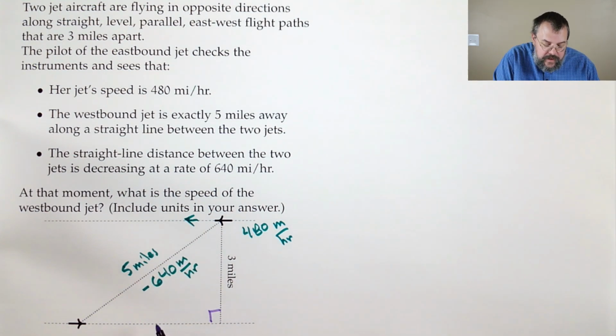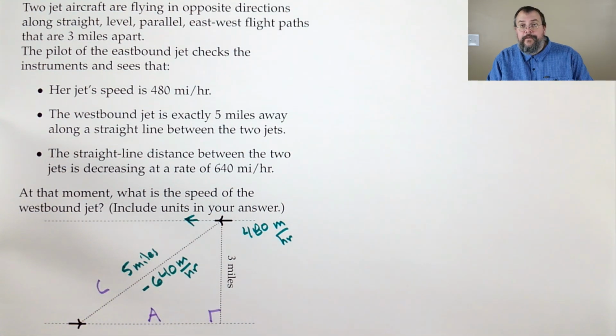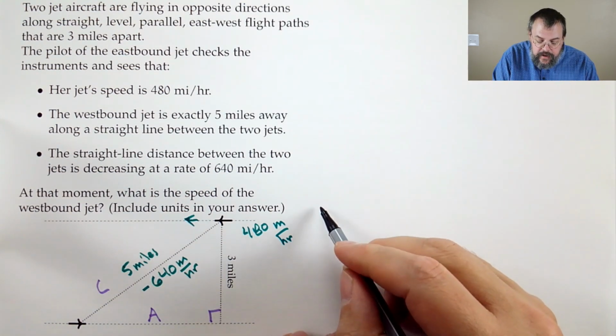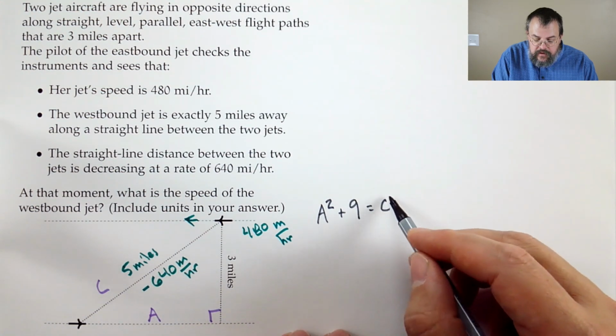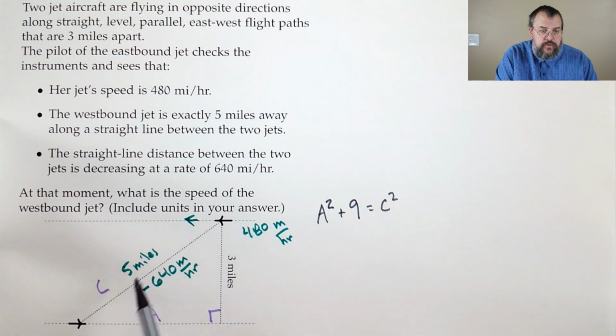We say, all right, what can we say? Well, we have this side. We know what the current length is. We know how it's changing. And now the question is, that side is fixed, so let's label this side as A. We'll label this side as C. So we currently have the following pieces of information. We know that A squared plus 9 equals C squared. That's just the Pythagorean theorem. Okay?